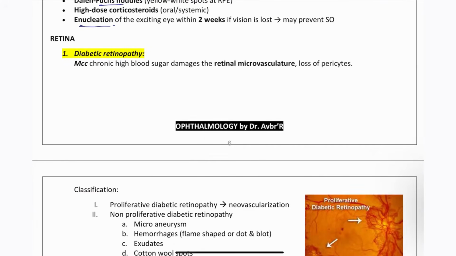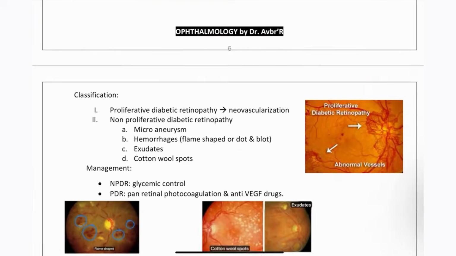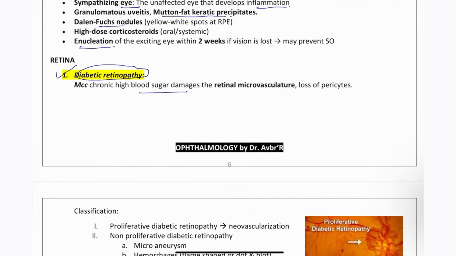Next, coming to the retina, an important topic, diabetic retinopathy. This is the most common cause of visual problems in diabetes patients. What happens here? The main cause is loss of pericytes. For example, this is your blood vessel. There is the endothelium, and the pericytes support it. If these pericytes are lost, there will be more gaps, right? So the proper flow will be interrupted, which causes the inflammation in diabetic retinopathy.